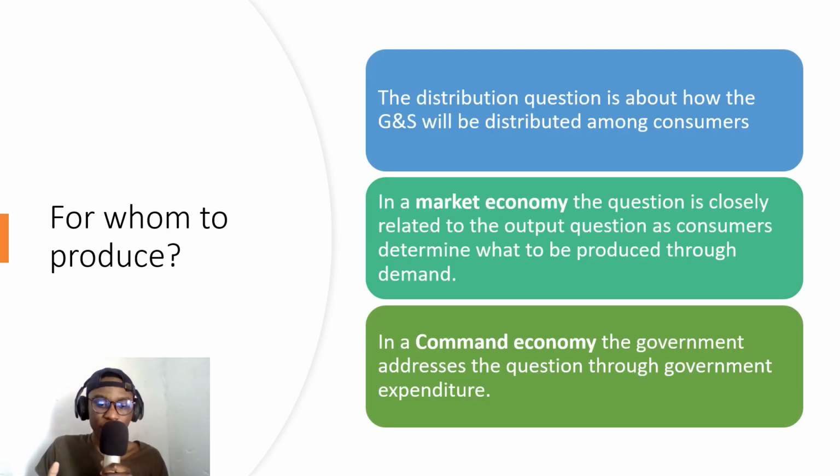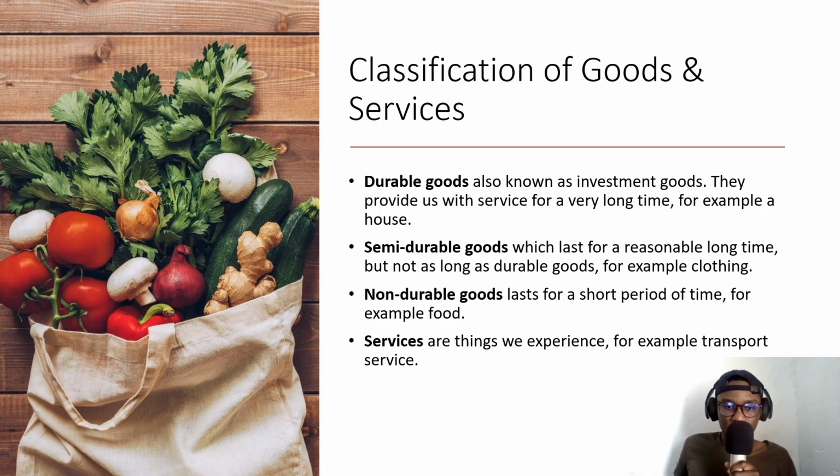So the distribution question, or for whom to produce, is about how the goods and services will be distributed among consumers. So in the market economy, this question is closely related to the output question. Remember, in the market economy, the market produces goods and services which are demanded by consumers. So the market will produce for the consumers who are demanding these goods. In the command economy, the government addresses this question through government expenditure. So the government goes out there and identifies a public need, and then they produce based on that public need.